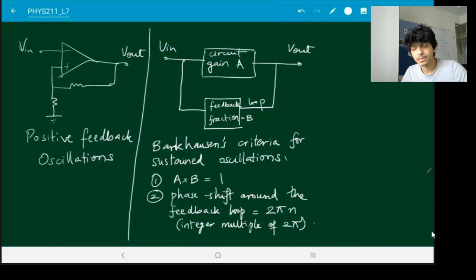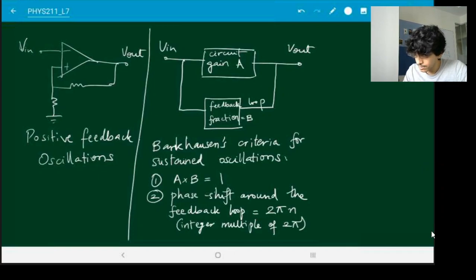Why is that? Suppose in your circuit without the loop, you have some particular phase, and then in the feedback fraction, you're sending back a signal at a different phase. Then in principle you could have destructive interference between these two waves and they could cancel each other out. So if you have a phase shift which is an integral multiple of 2 pi, then they just enhance each other, they don't cancel out, and that allows you to have sustained oscillations. So these two conditions are required in order to have oscillations in any kind of circuit that has positive feedback.